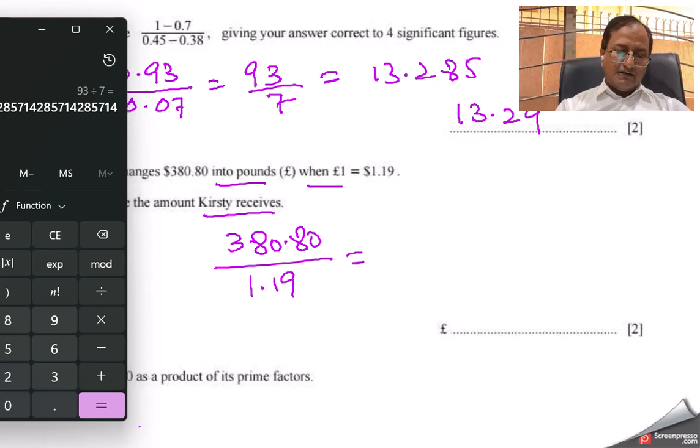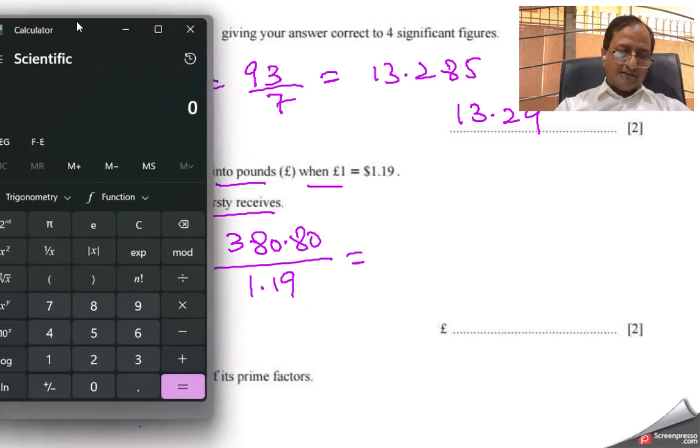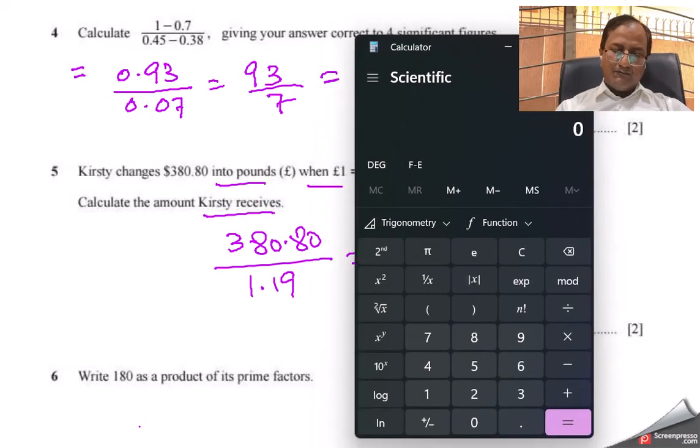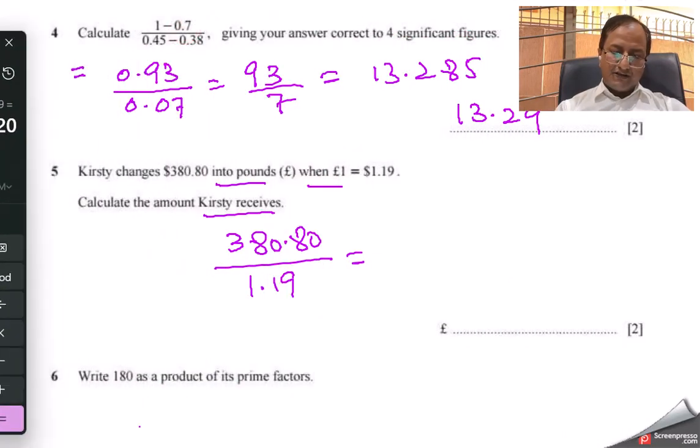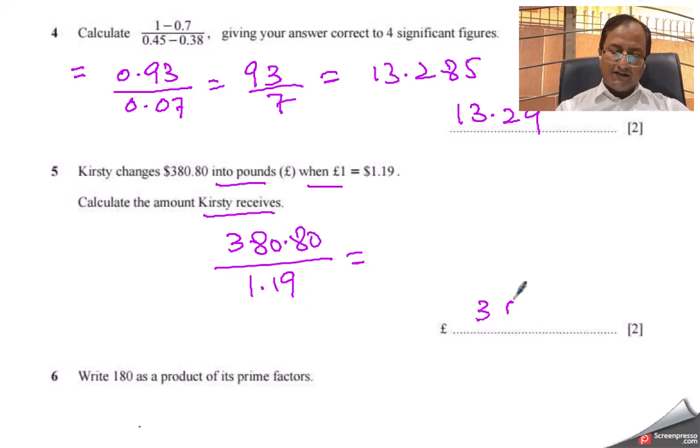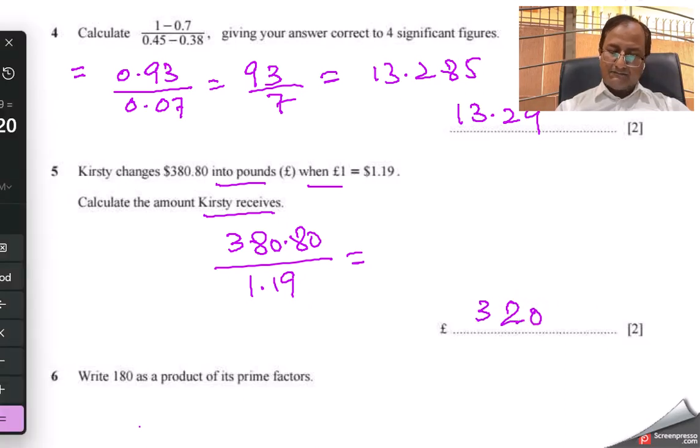Here with the calculator, we change 380.80 divided by 1.19, and it gives us 320. It is 320. We are supposed to check that 320 is the answer. Yeah, okay.